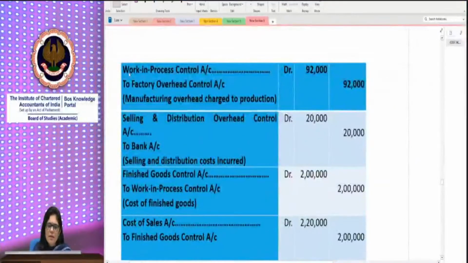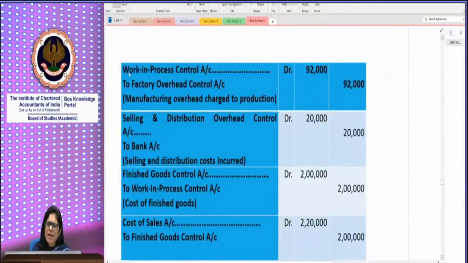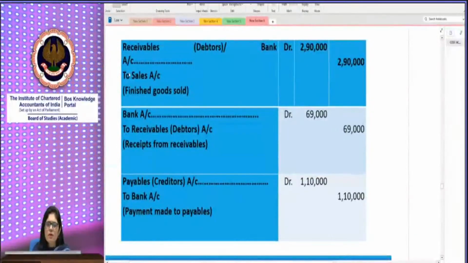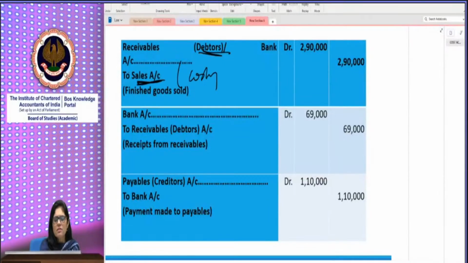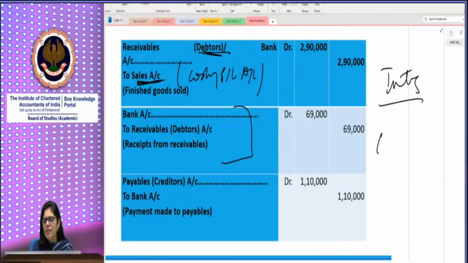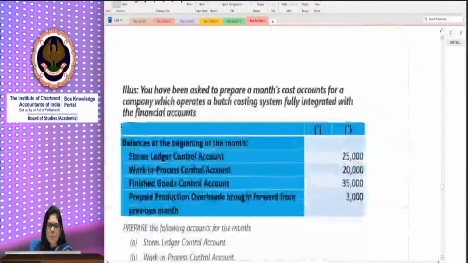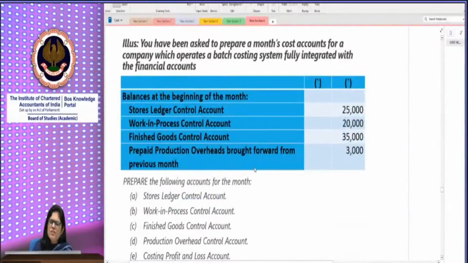So again, there's just one difference and the rest is all the same. All right. Let me give you a final look at the entries. Debtors debit to sales, or you can use costing profit or loss account also. In integrated, we can use cash, bank, debtors, creditors, payables, receivables. We can use these terms. In non-integrated, we are not supposed to use these. Clear?